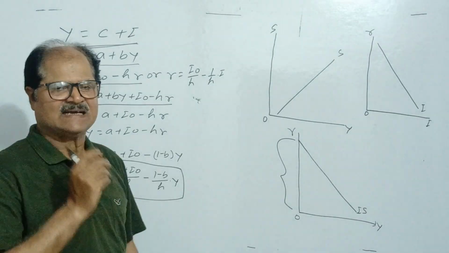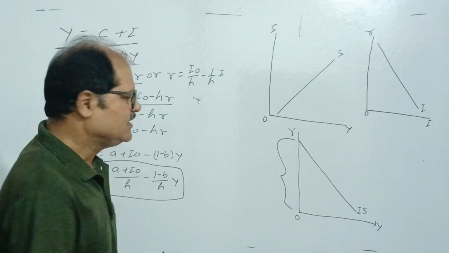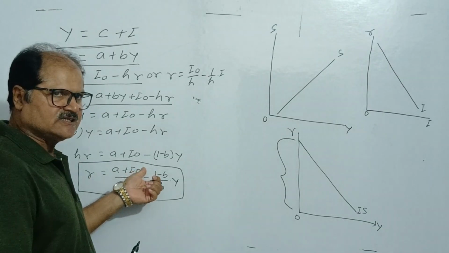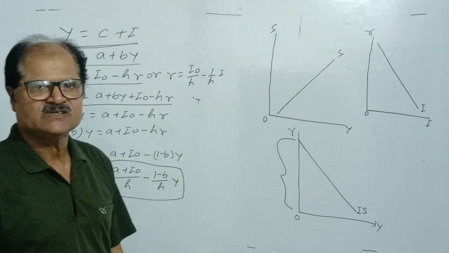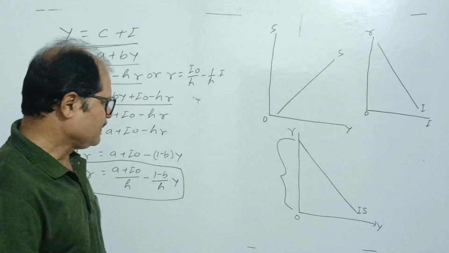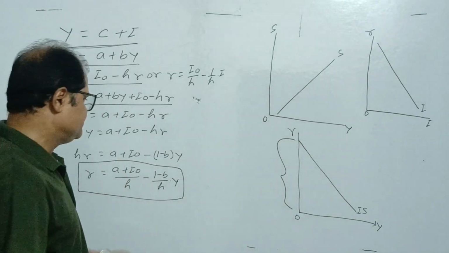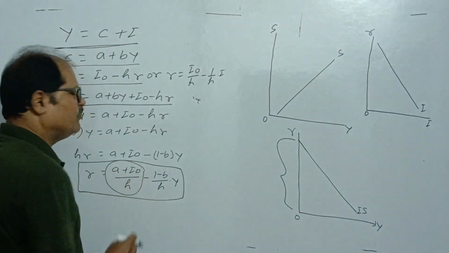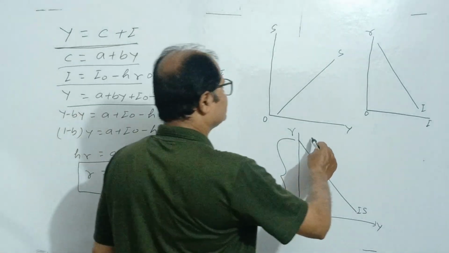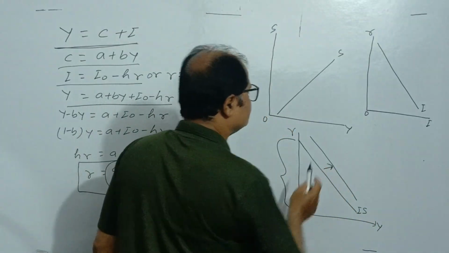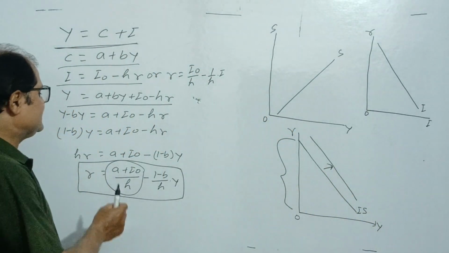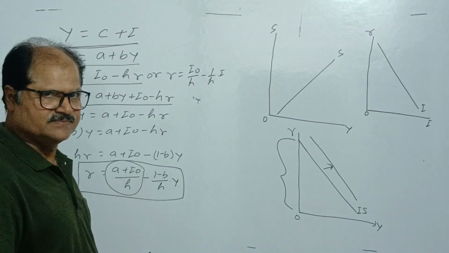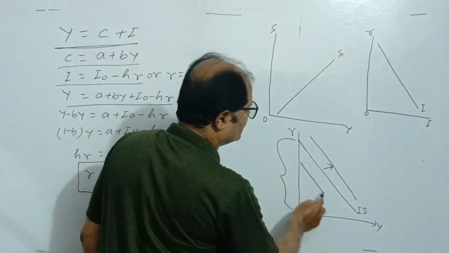So there are three factors which affect the position of IS curve, and these three factors are: number 1, autonomous consumption; number 2, autonomous investment; and number 3, interest sensitivity of investment. अगर A में कोई वृद्धि होती है, I0 में कोई वृद्धि होती है, या H में कमी होती है, तो ये पूरा का पूरा जो वैल्यू है वो बढ़ जाता है। In that case, IS curve shifts upward like this. Similarly, if there is decline in A, I0, or increase in H, then IS curve shifts downward.